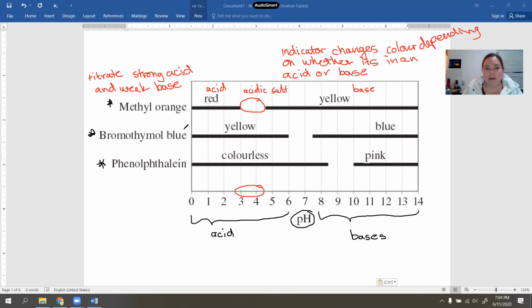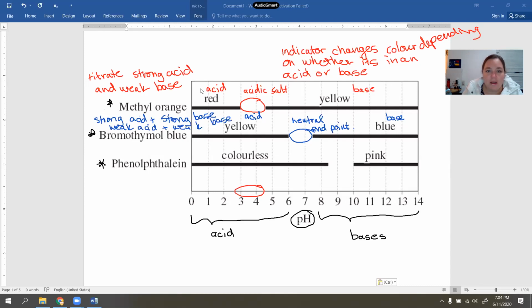Bromothymol blue is blue in a base, got to write it in the right place, and yellow in an acid. It changes color somewhere around about pH 7, so we technically call this a neutral endpoint. And when you have your neutral endpoint, you'd usually find that it's neutral because it comes from when you titrate a strong acid and a strong base, or a weak acid and a weak base.